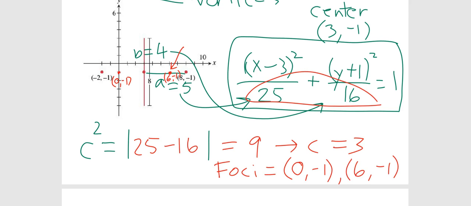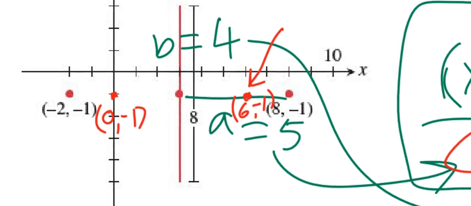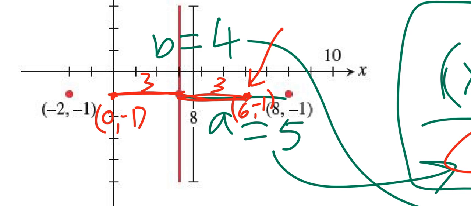Yes, what's the question while they go to lunch? How did I get what? Okay. So, we used the distance, 3, and we walked 3 units to the right along the major axis. If the major axis had been vertical, we would be going up and down. But because the major axis was horizontal, we're moving left and right 3 units.